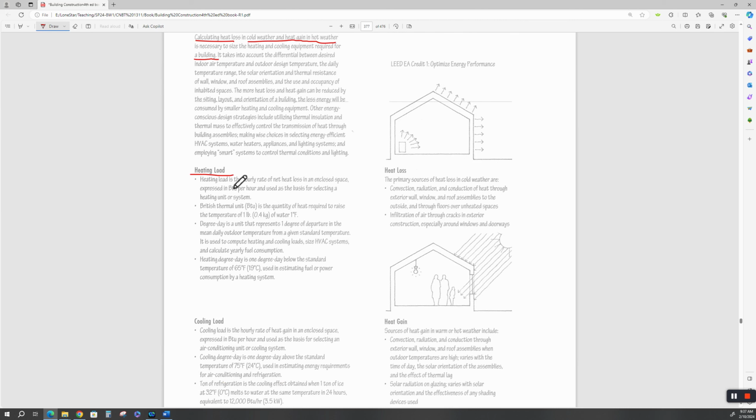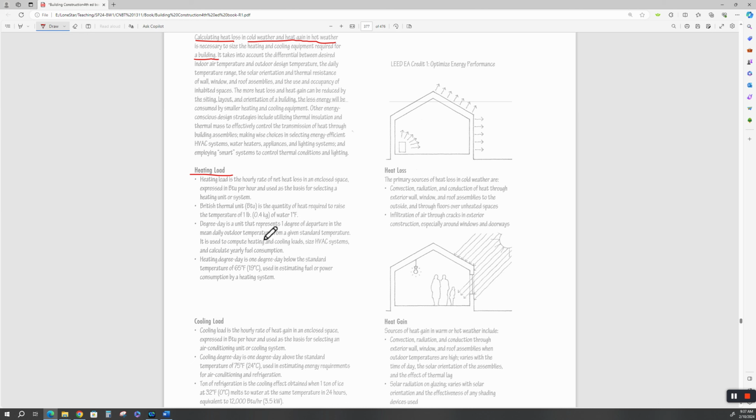Heating load. Here's the definition of heating load. A BTU is a British thermal unit. The load is the hourly rate of net heat loss in an enclosed space. It's expressed in BTUs per hour. That's just the base. A British thermal unit is the quantity of heat required to raise the temperature of 1 pound of water 1 degree Fahrenheit. Now, I know y'all were just dying to learn that.